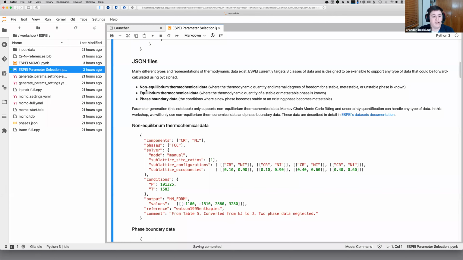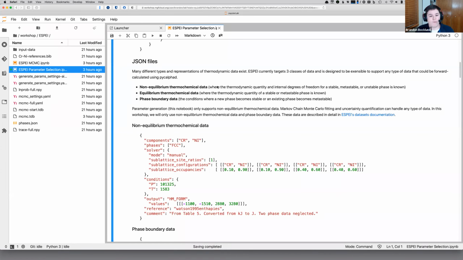So the ones that we support right now are non-equilibrium thermochemical data. And so this is where you know the internal degrees of freedom. And so this is, again, why DFT is so powerful, because you can control exactly the internal degrees of freedom and calculate the Gibbs energy, as you saw with the pi iron part of the workshop yesterday.